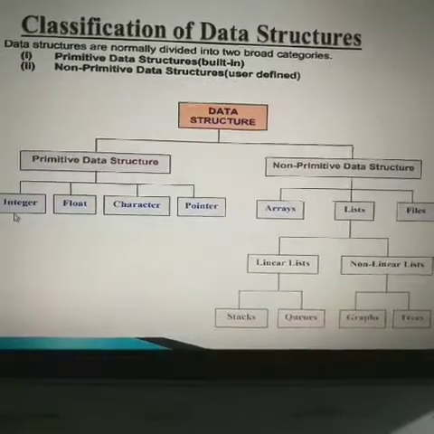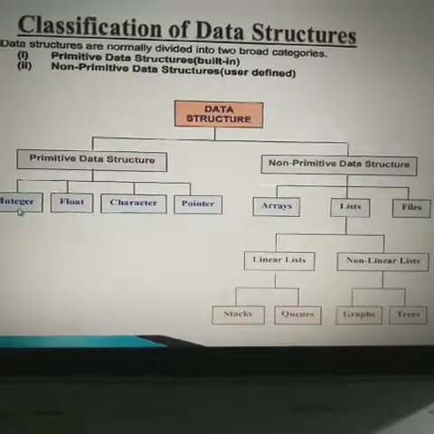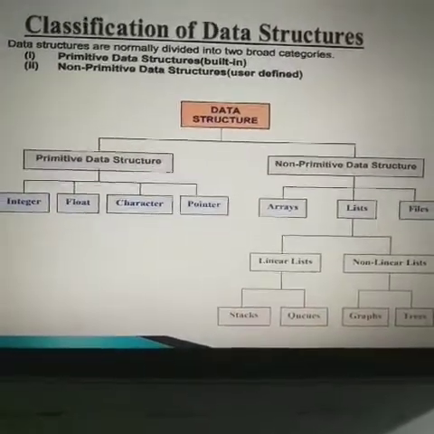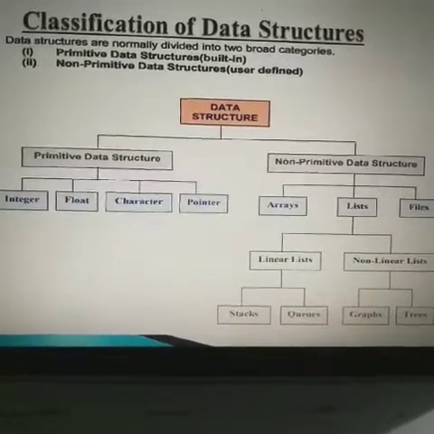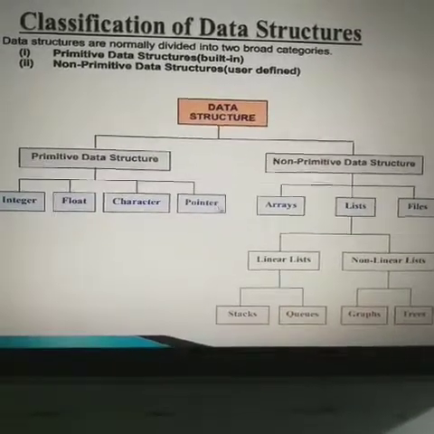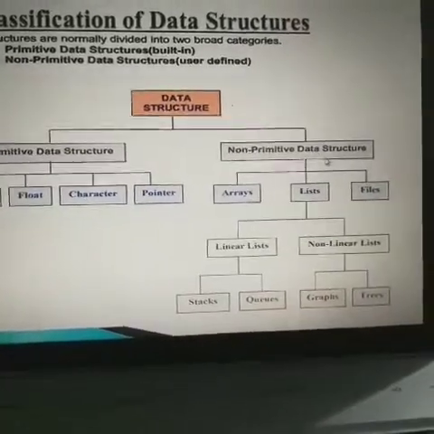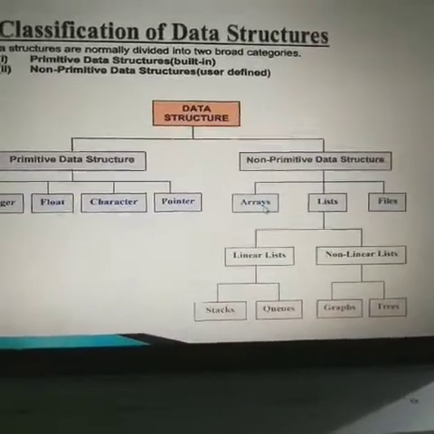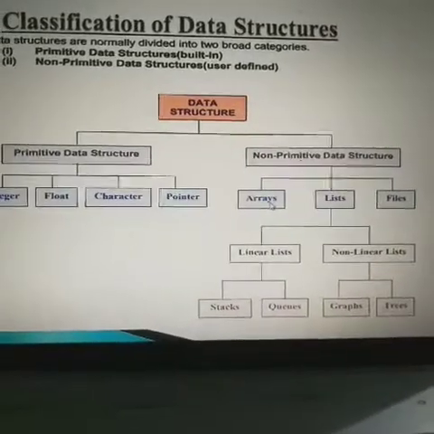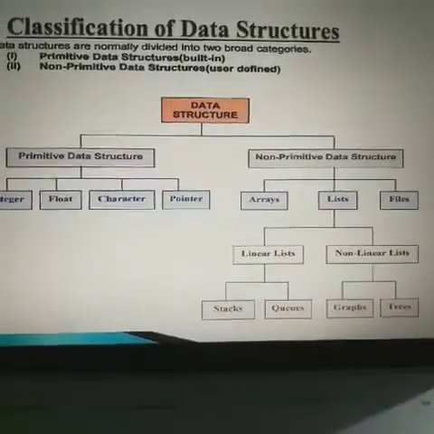So integer is for representing the integer values, float for the decimal values, character for the character values, and the pointer we already discussed. So let's start with the non-primitive data structures. The first one is the array, that is to be discussed in this lecture.